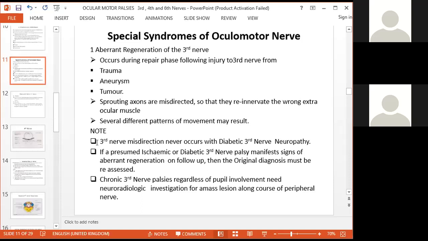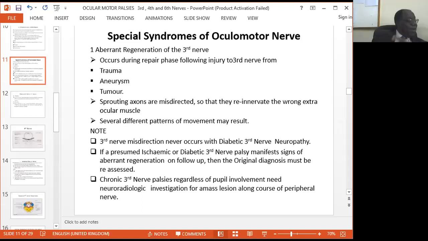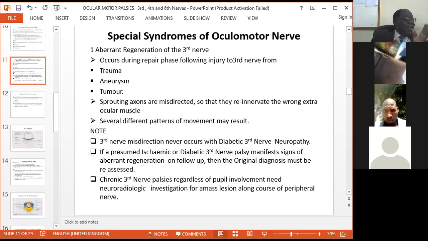Several different patterns of movement may result, depending on which nerve fibers are injured. The third nerve misdirection never occurs with diabetic third nerve neuropathy. In other words, look this side. You expect the patient to be looking this side because the left lateral rectus is working and the right medial rectus is relieved a bit. If by looking this side the patient is just looking up again, it means there's misdirection here.